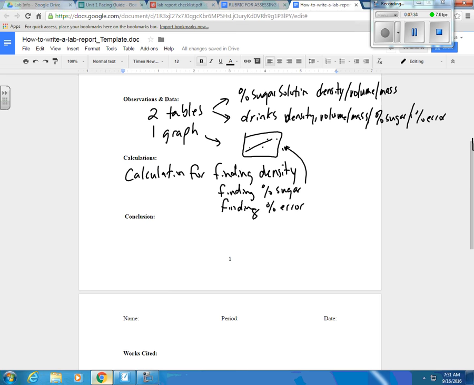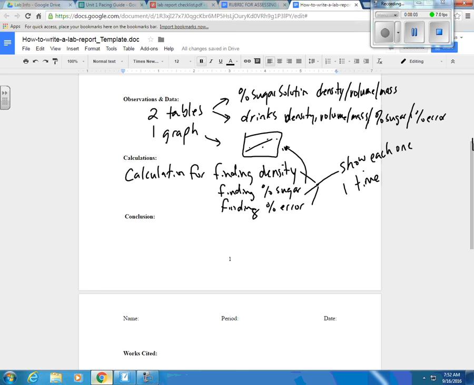What's the equation for that? Now, in your calculation, you have to do each one of these one time. For each one time. Okay? So if you want to do every calculation for the Gatorade, that's fine. You're going to find the density for Gatorade. You're going to find the percent sugar for Gatorade. You're going to find your percent error for the Gatorade.